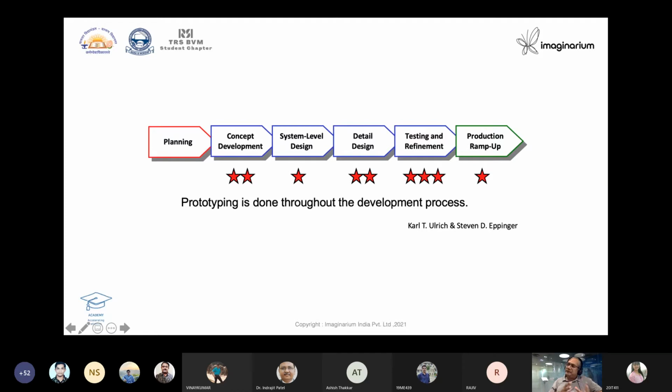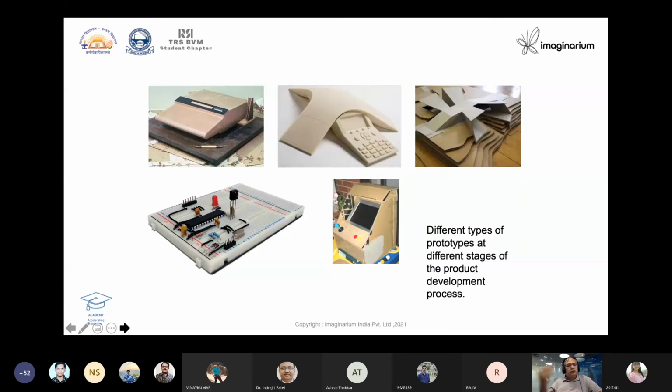But prototyping itself was taking a lot of time. And that's when people like Chuck Hull and others found a way to make these prototypes faster, quicker, and directly from probably CAD. We'll come back to that. Very interesting. So how we used to do prototypes before all these new technologies came, we used to do it by hand.